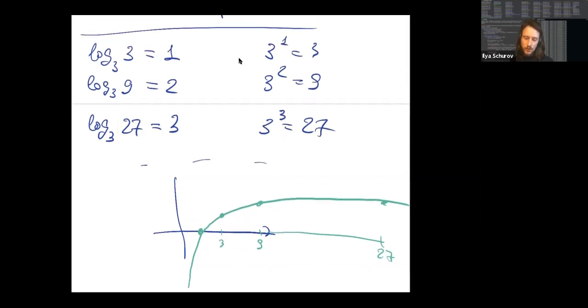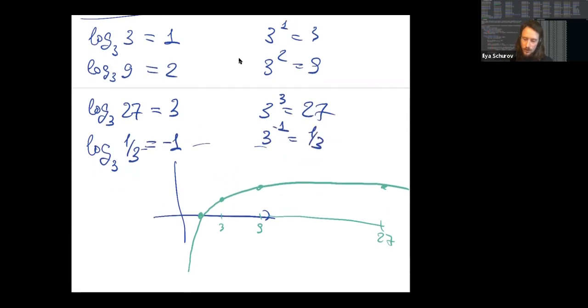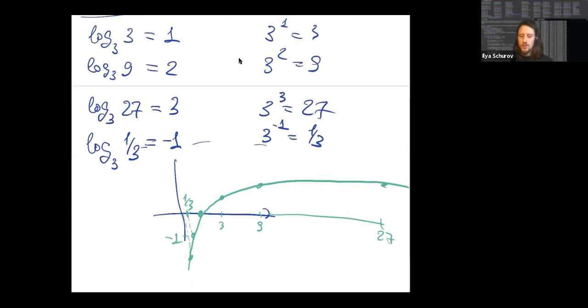And also, if we are interested in negative values of logarithm, we can say that, for example, logarithm with base 3 of number 1/3 equals to negative 1, because 3 to the power of negative 1 is 1/3. So I have to put here is minus 1. And then if I would decrease this value even more, I would have more negative values here. So this is more or less how logarithms work.